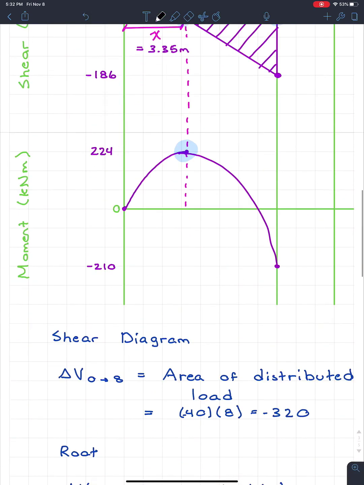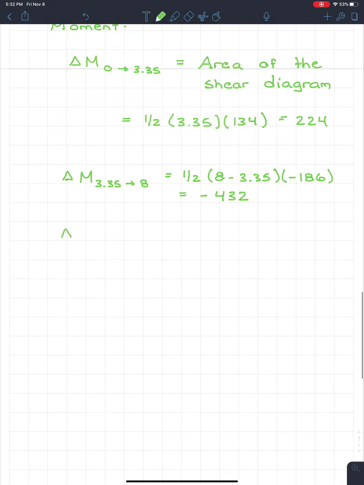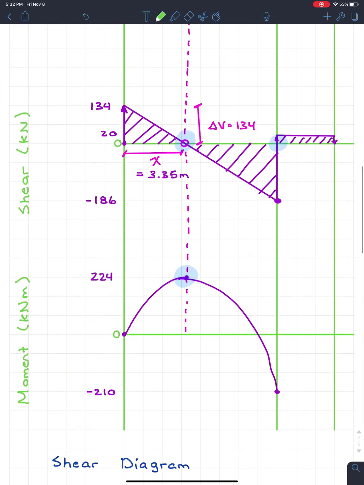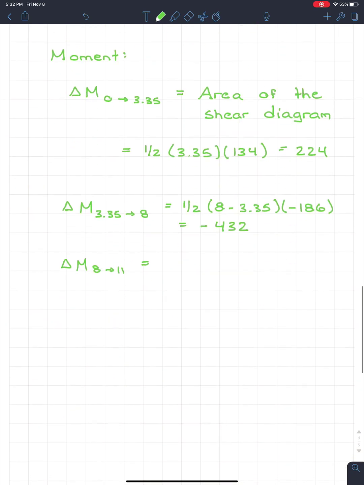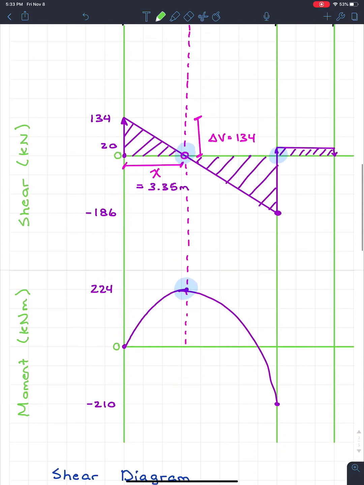So I don't know which color I'm using. Oh, green. So the delta M between 8 and 11 is going to be that area again. So I look up at my shear, and at this time it's just a nice rectangle. So it's going to be 20 times 3. So we know that this is going to be 60.